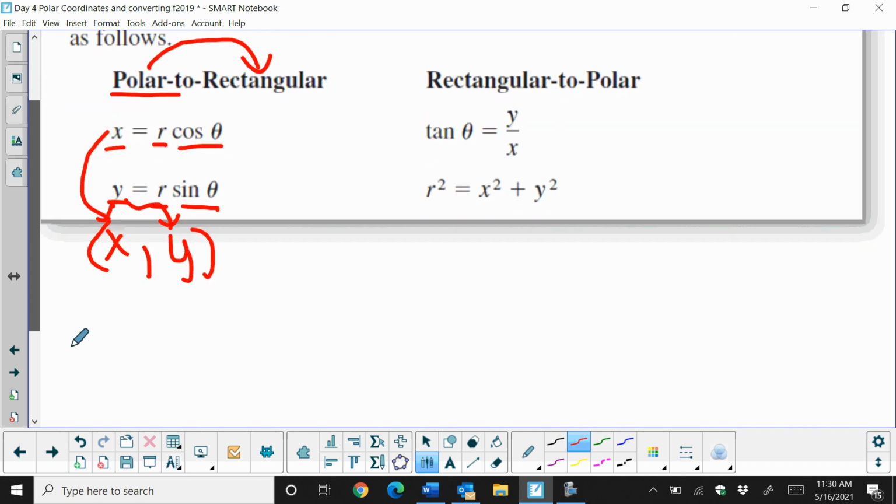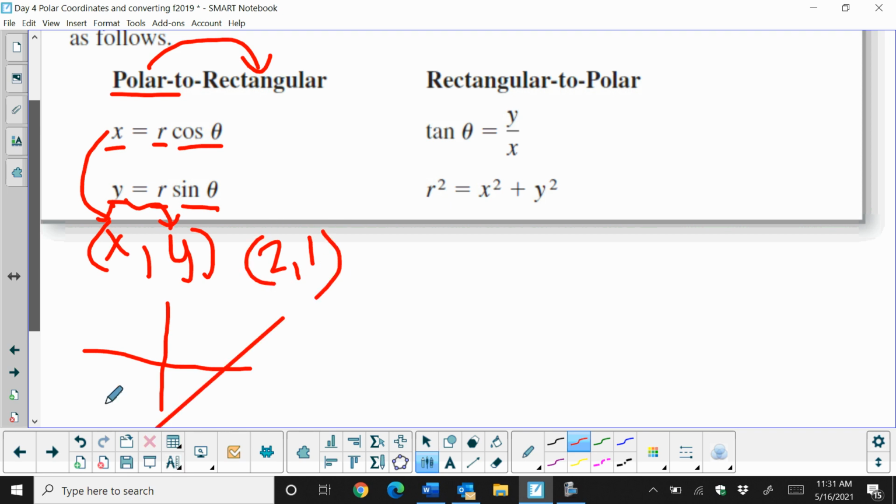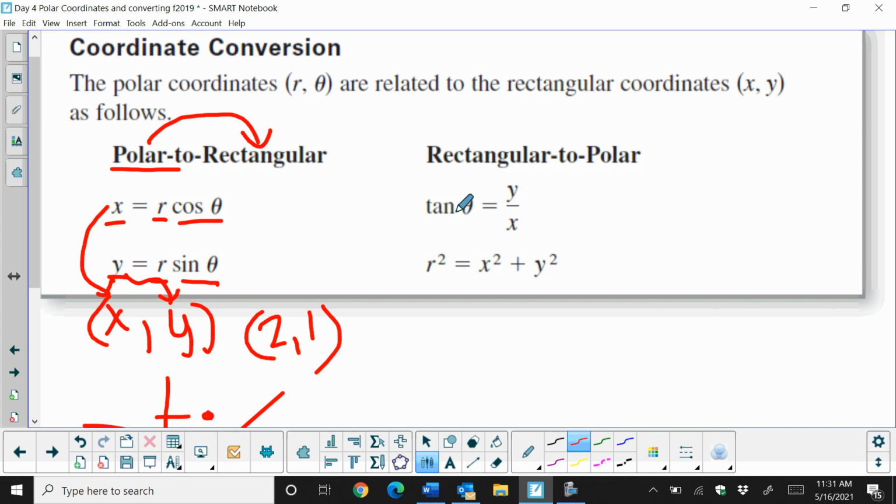And up till now, that's all you've known. You've only known how to graph in a rectangular form, where you have the point 2, 1, you go to the right 2 and you go up 1, and bam, there's our position. And that's rectangular graphing. But today we're learning how to graph with polars. Now, what if we have a rectangular coordinate and we want to convert it to a polar coordinate? So we want the answer to be r and theta.